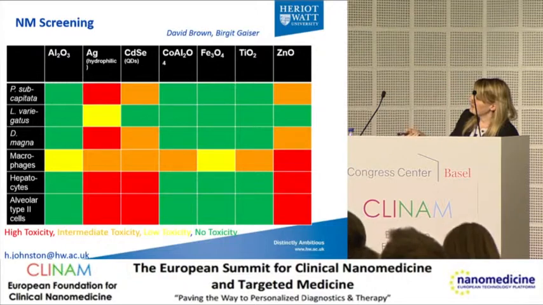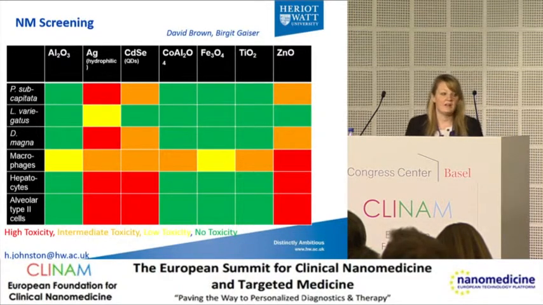So you can automatically see that across the different environmental models and the mammalian cell lines, it's the silver, the cadmium, and the zinc that is consistently toxic.